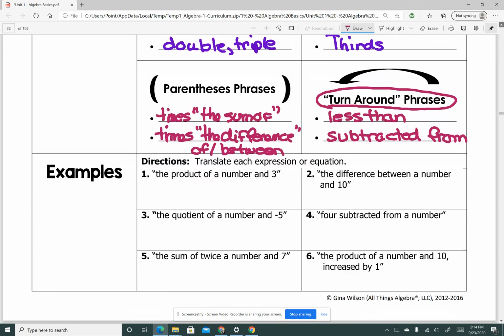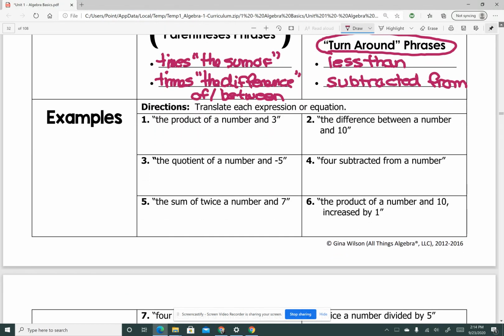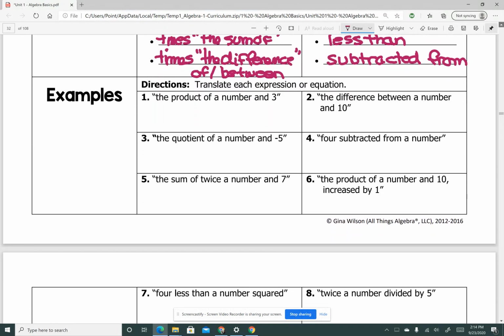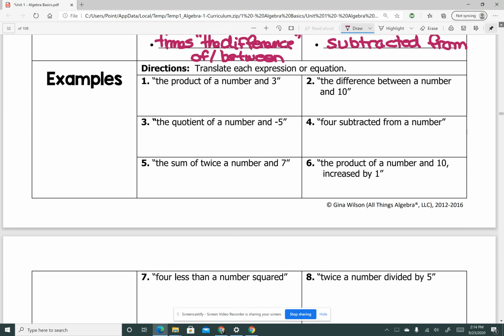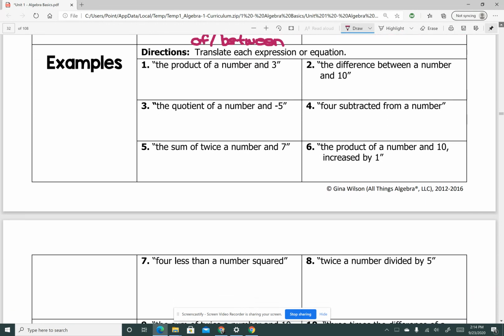So let's take a look at some of these now and work on them. So we have some examples. I'll do a few and then I'll give you some time to do some on your own. So we're asked to translate each expression or equation. Number 1 says the product of a number and 3. We're using the variable n today for a number. So if we have the product we're multiplying, in algebra that is simply 3n.